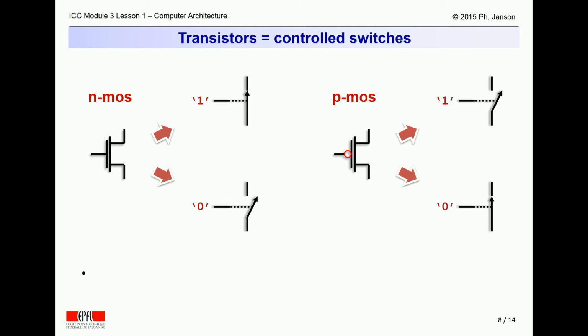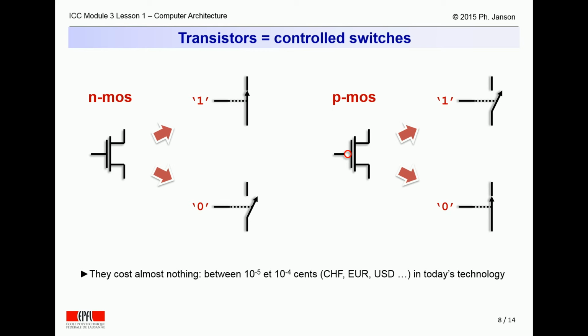NMOS transistors are such that they close when one applies a logical 1, 1.5 volts, to their gate, and they open when one applies a logical 0 volts. PMOS transistors work just the other way, opening when a 1 is applied to their gate and closing when a 0 is applied.